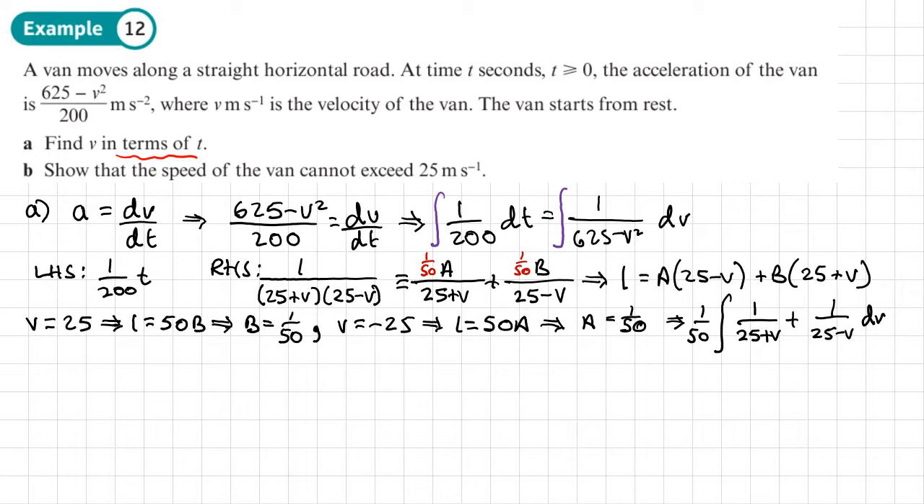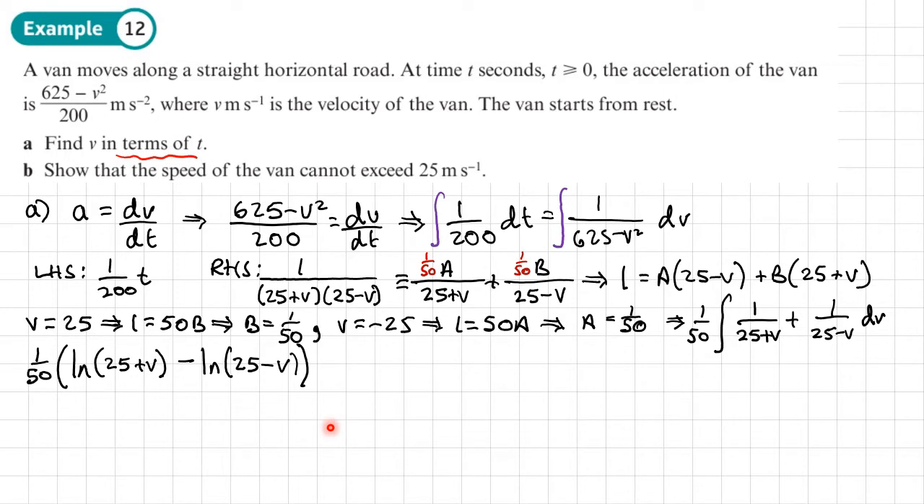So this is still the right hand side, so I'll have 1 over 50 and then a natural log of (25 plus v), because the top is the bottom differentiated: 25 plus v differentiated gives us 1. And then for the second one, the bottom differentiated is going to give me minus 1, so actually it becomes negative log (25 minus v). That minus ensures that I end up with a positive 1 at the top here.